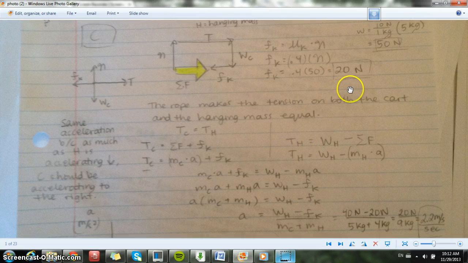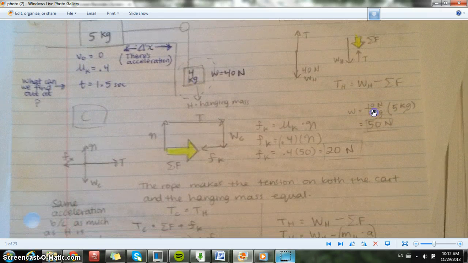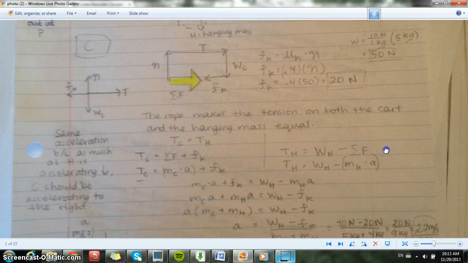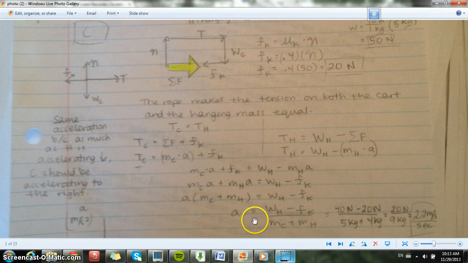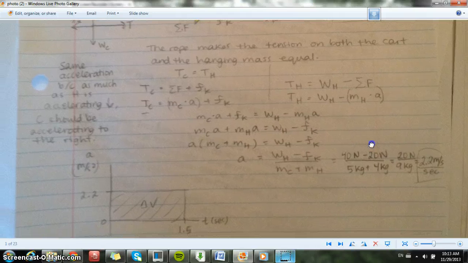And for the hanging mass, we'll go up again. We know our weight, it's going to be 40 newtons, and we know our mass, and we don't know our acceleration again, but the acceleration of the hanging mass and the cart are going to be the same. So now we just have to set them equal to each other. We isolate our acceleration, and then finally we can plug in numbers, and we'll end up with 2.2 meters per second squared as our acceleration.